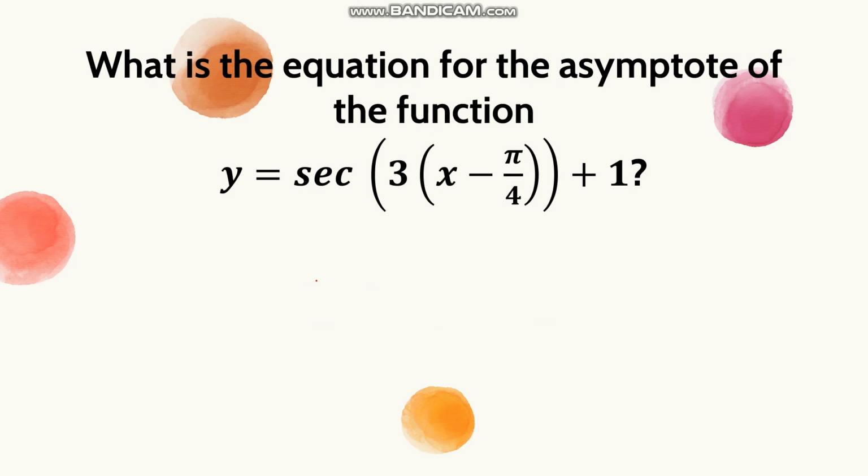So let's try this one example here. If you already know the domain, you can just get the restriction there, and that will also be the equation for the asymptotes. Just to give you an example, since this is secant, the formula will be x equals c plus k times pi over 2 times absolute value of b, where k is an odd integer.